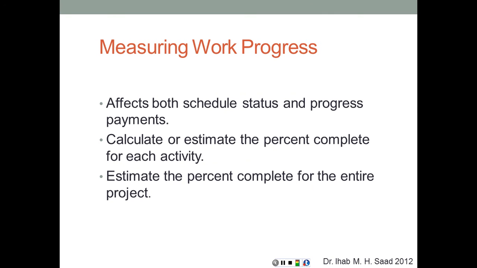The work progress affects both schedule status and progress payments, because again, you are going to be paid based on the amount of work that you have done, which you have to report to the client, to the owner. So it's very important to measure the work progress in an accurate way. You have to calculate or estimate the percent complete for each activity and estimate the percent complete for the entire project. And we're going to see an example on that in a moment.